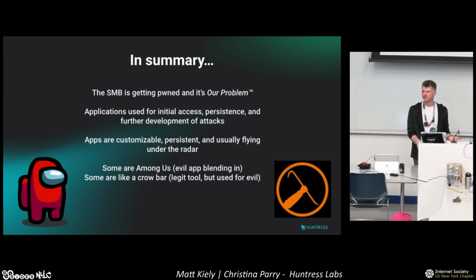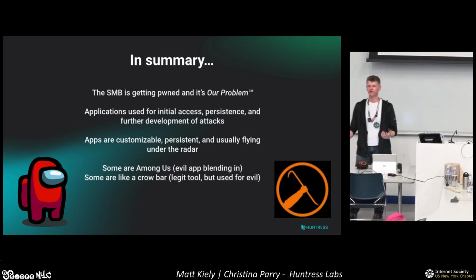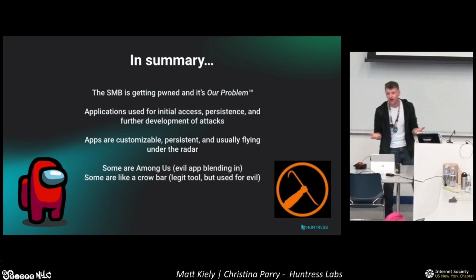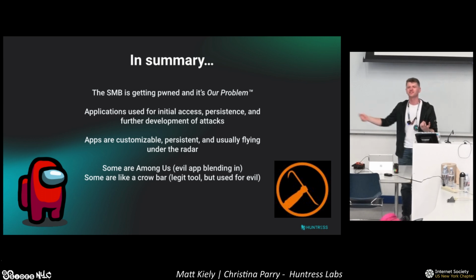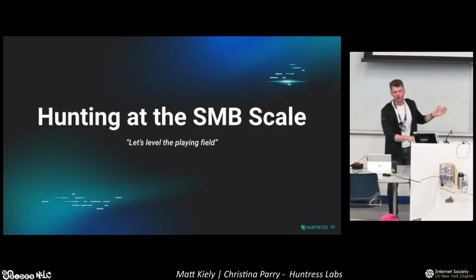Some of them are a bit like Among Us, which is like an evil app blending in, so you got to find the imposter, but some of them are kind of like a crowbar. You can't just say every time you've ever seen a crowbar, it's evil, right? If you see a crowbar opening a window, maybe you need more context, right? But if you see a crowbar being used to open a window and somebody with a ski mask, you can't just say a crowbar in somebody's house is evil. That doesn't work like that, right? So that is a summary of the problem statement.